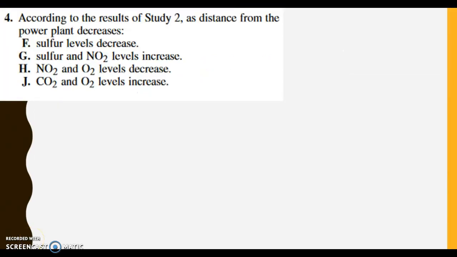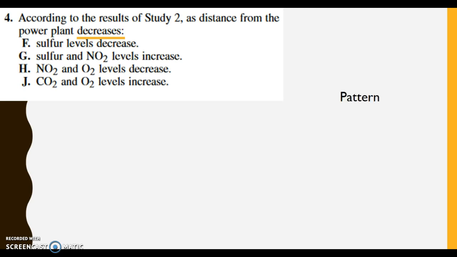Question 4. According to the results of Study 2, as the distance from the power plant decreases something, we're going to underline the word decreases. All of the trend lines that we've been drawing on our data have been increasing. They've been going from the smallest number to the largest number. This question is asking for us to look at it from the largest number to the smallest number. So we need to pay attention to small words like that.